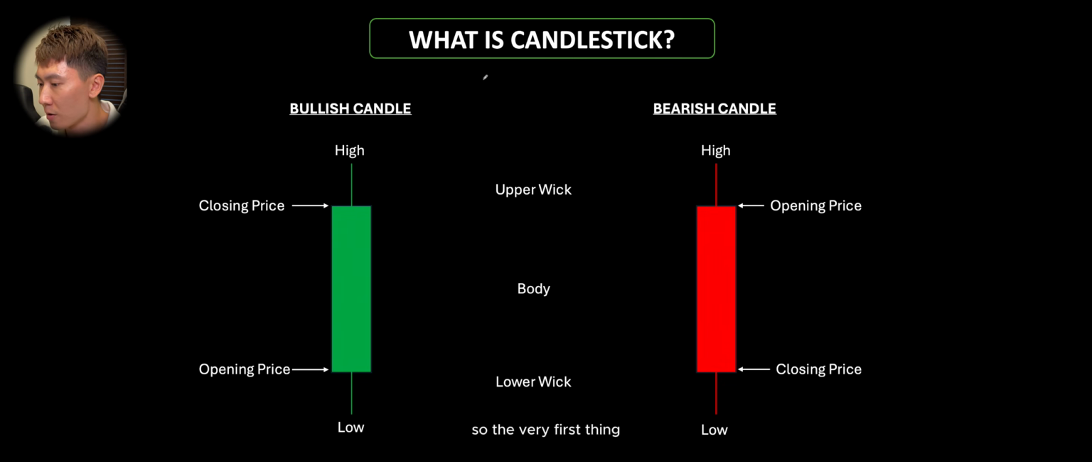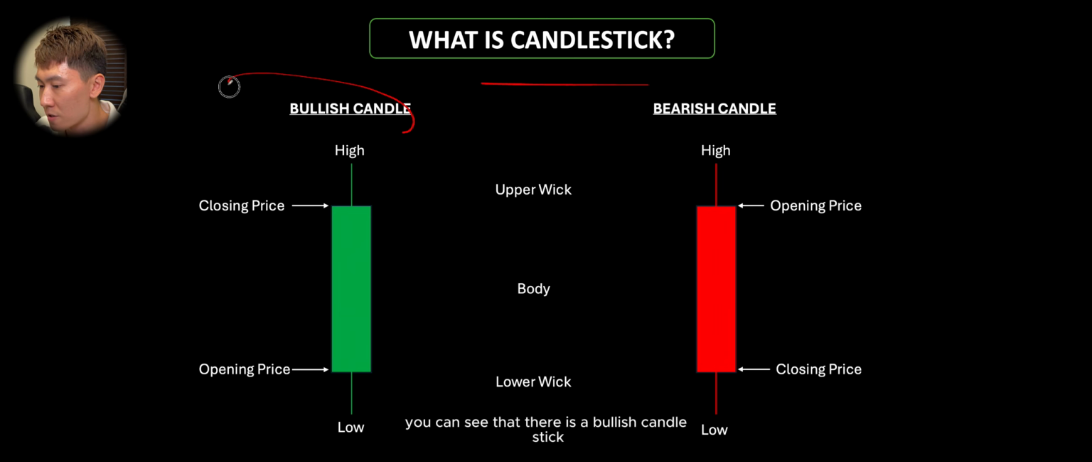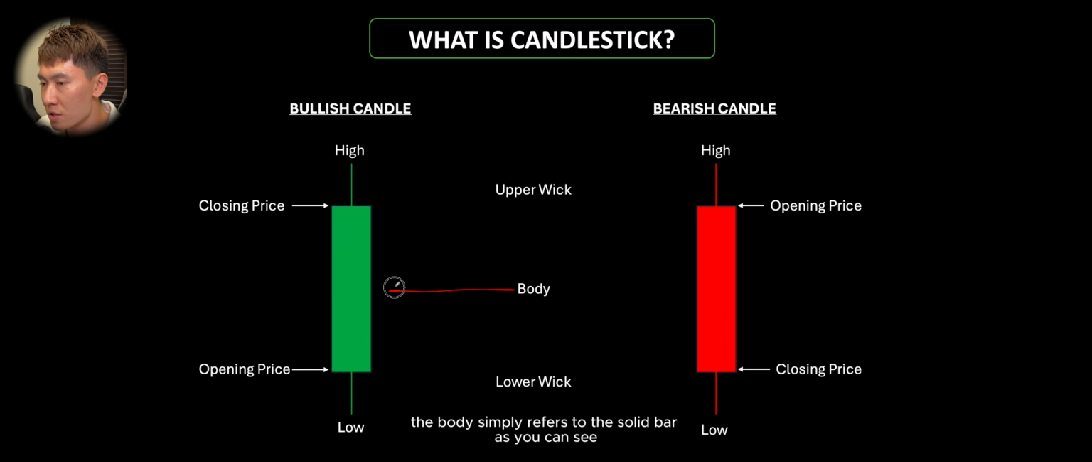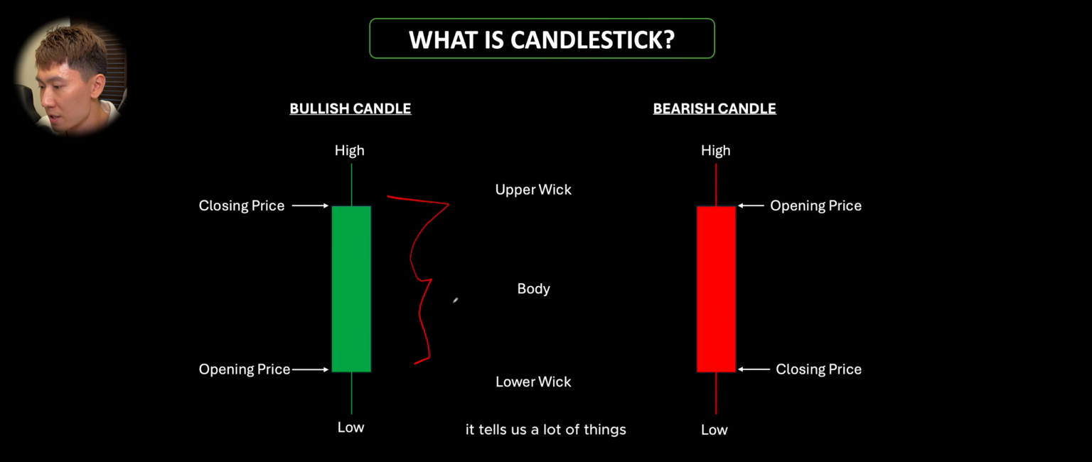So the very first thing we have to understand is how a candlestick is actually formed. To understand why we need to wait for the candlestick to close, we need to first understand the candlestick at its most basic form. On the left side, you can see that there is a bullish candlestick, and on the right side, a bearish candlestick. First, we have to define what is the body and what is the wick. The body simply refers to the solid bar, as you can see, and the wick refers to the line at the top and bottom of the candlestick. The candlestick may look really simple, but it tells us a lot of things that are actually happening behind the scenes.